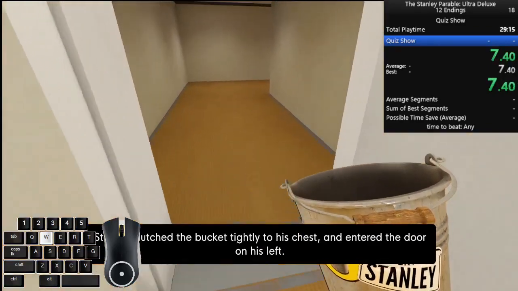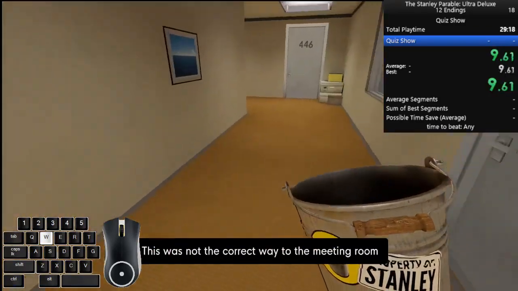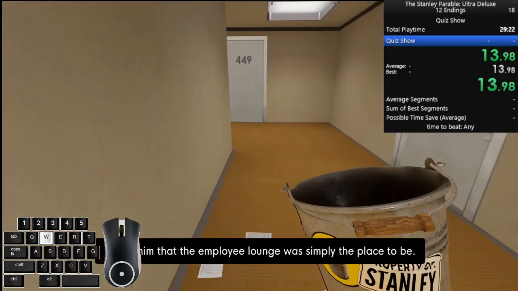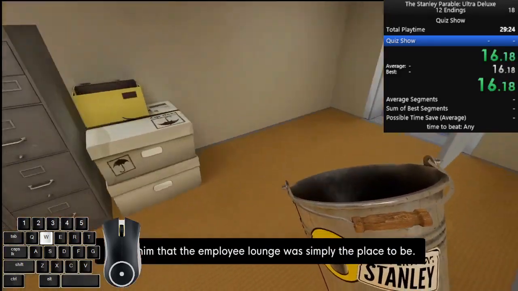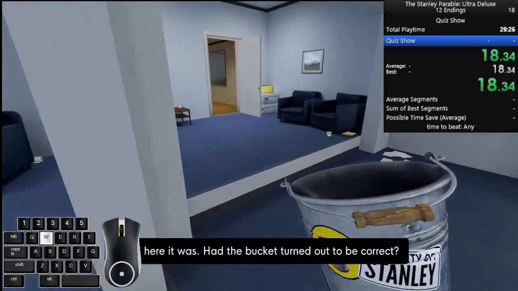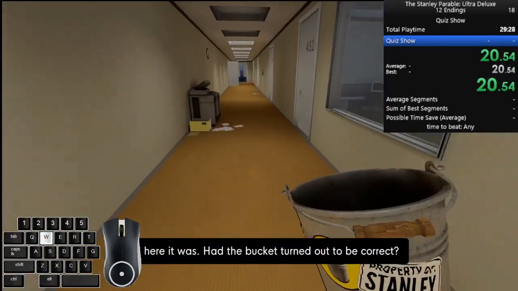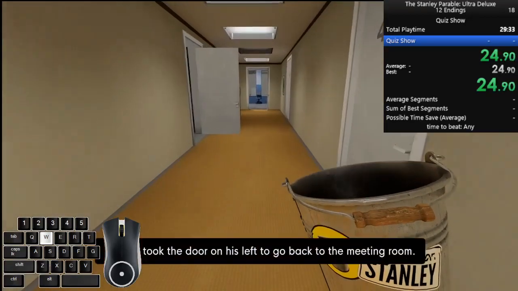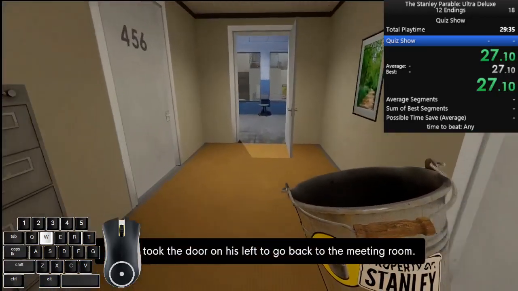Stanley clutched the bucket tightly to his... This was not the correct way to the meeting room, but Stanley had felt the bucket calling to him, telling him that the employee lounge was simply the place to be. And here it was. Had the bucket turned out to be correct? No, never mind. The bucket was wrong. Stanley took the door on his left to go back to the meeting room.